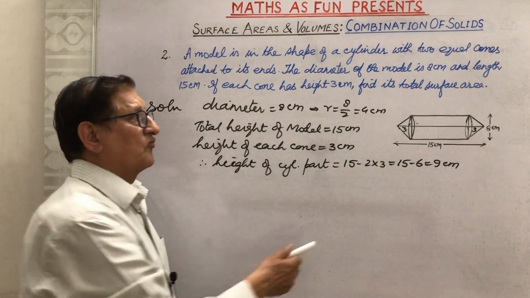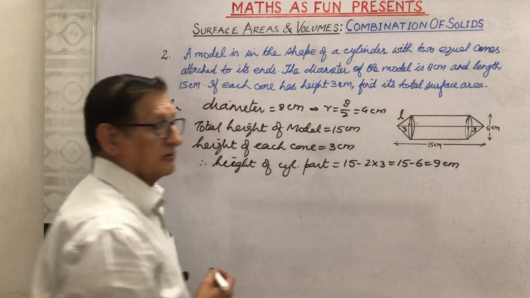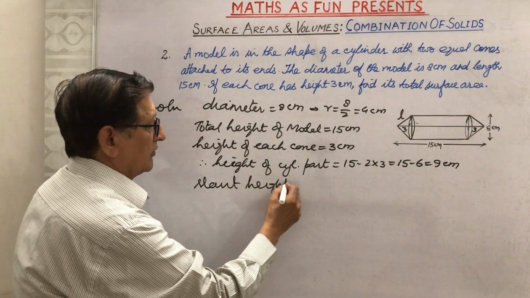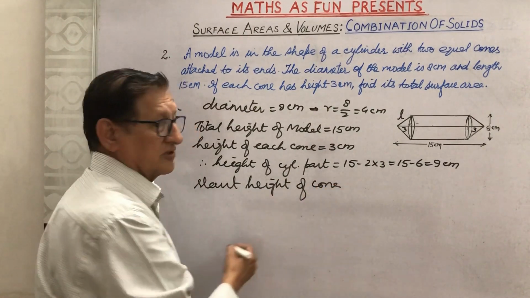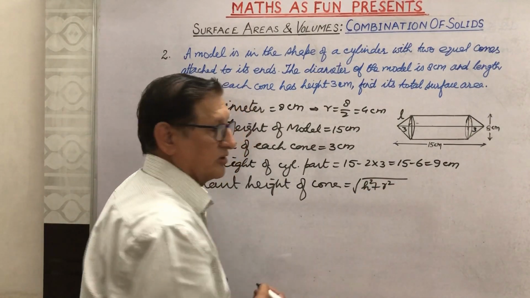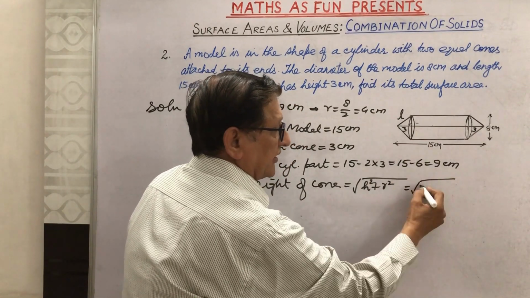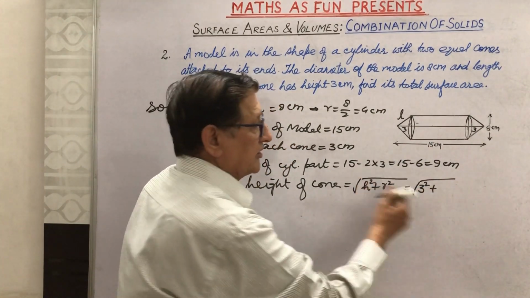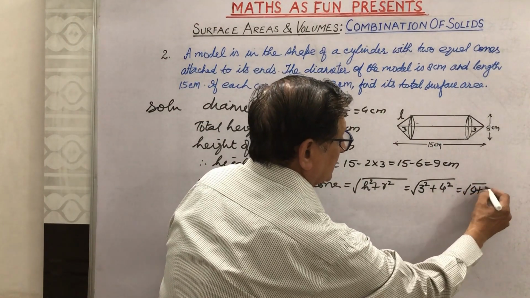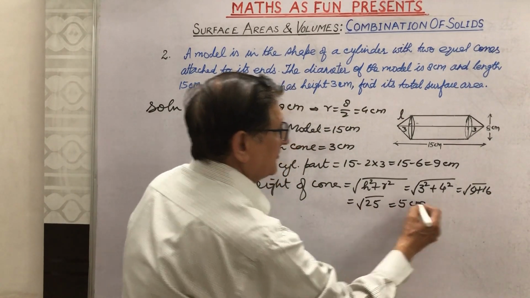Now we know that to find out the surface area of cone we need L, the slant height. So we can write slant height of conical part, or we can say cone. The formula is root of h square plus r square. Substituting the values we get here, root of height is 3 centimeters, radius is 4 centimeters, so this is 4 square, and we get it as root of 9 plus 16, which is root of 25, or we can say 5 centimeters.